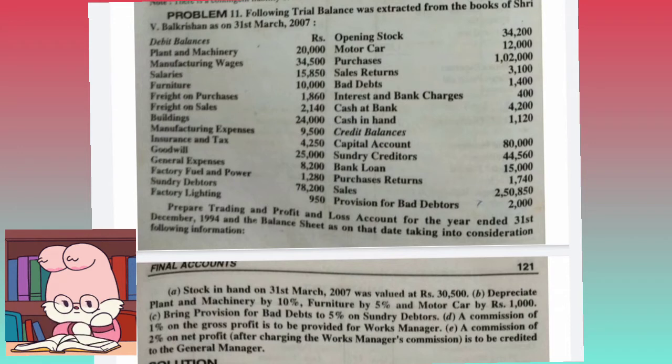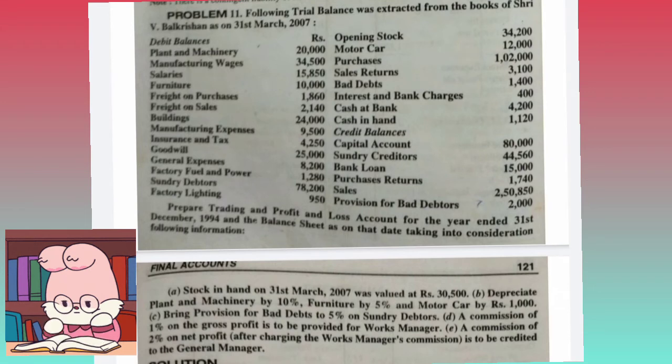Cash at bank and cash in hand, take it to the assets. Credit balances, capital, sundry creditors and bank loan will be taken to the liability side of the balance sheet. Purchase returns will be deducted from the purchases. Sales will be credited to the trading account. Provision for bad debts will be debited to the P&L account.